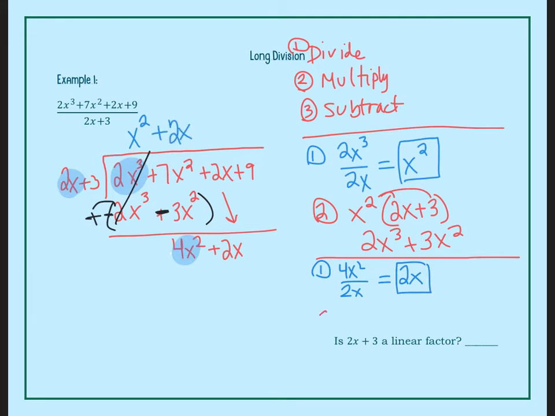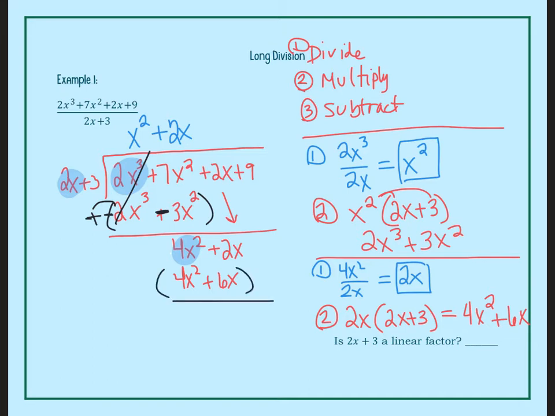Then step 2. You take the 2x you just found and you multiply it by everything on the outside. You get 4x squared plus 6x. So we write 4x squared plus 6x. But step 3 is subtract. So parentheses and minus, I'm going to subtract everything there.